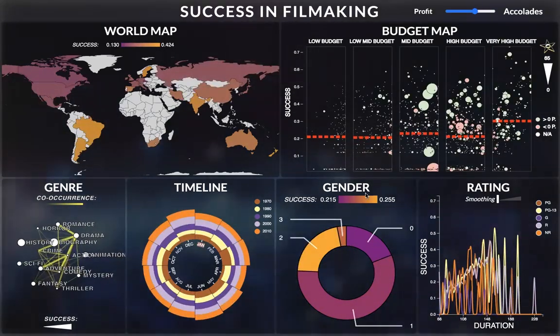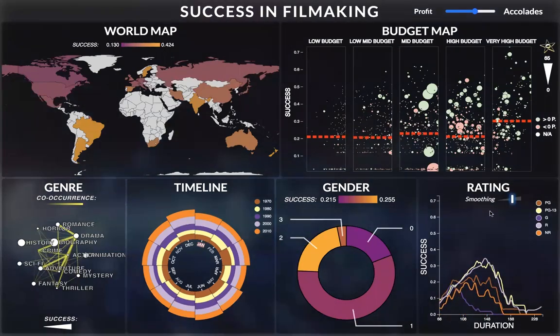The gender is a simple pie chart where the area represents the percentage of the movies. The color represents its influence on the success. And the last, rating, is a simple line curve, but since the duration of the movie fluctuates a lot, we have implemented a smoothing function, which basically smooths the ratings across the duration. And this is also interactable. So I will let my project partner Priyanka explain the intricacies of this data set.